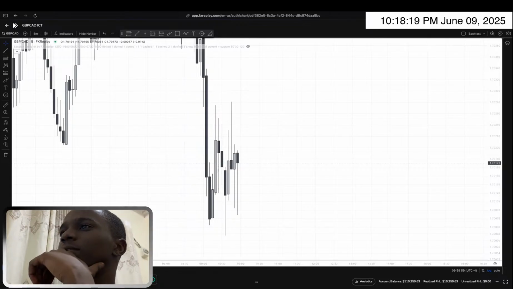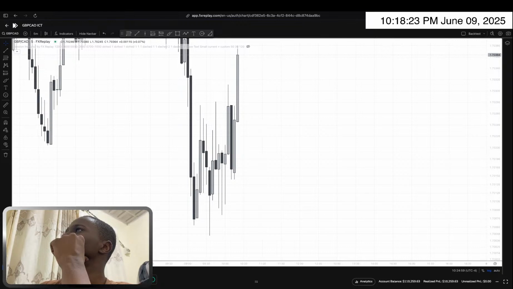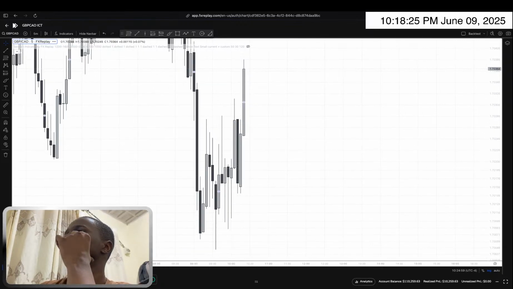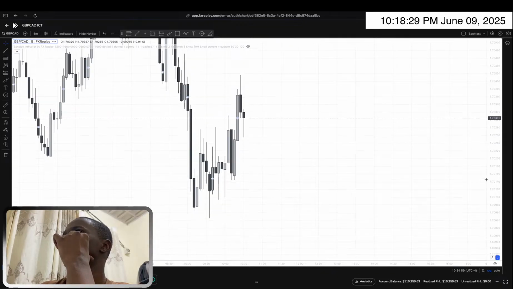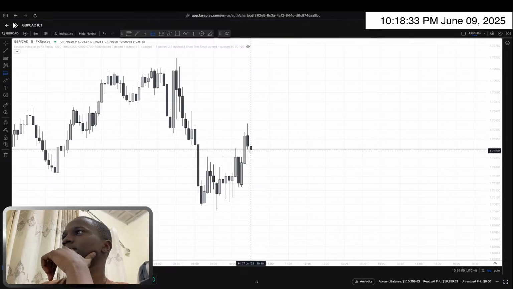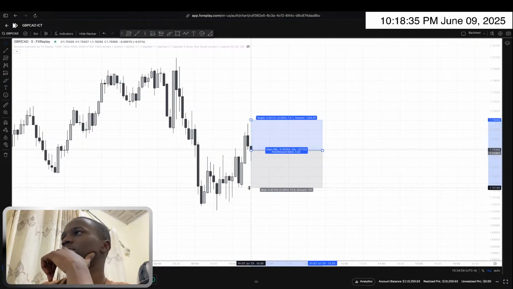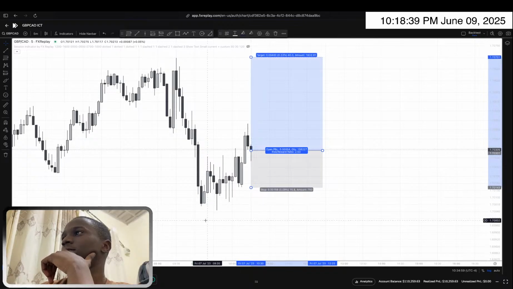How about New York silver bullet? So we push to the upside. Let's see how it goes. First fair value gap right there. Let's take a preview of this and see. Stop loss here. Take profit 1 to 2. Let's wait and see.